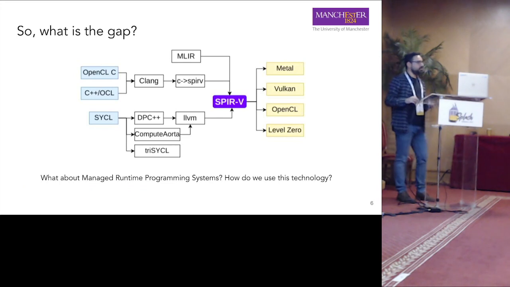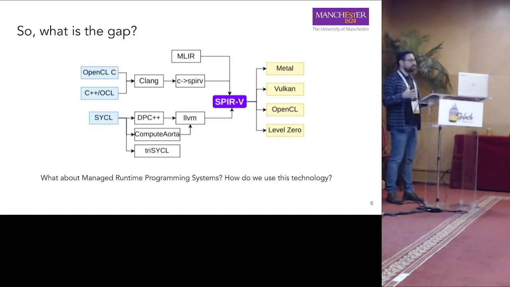And you can say, well, what's the deal? What's the gap here? Well, we have Tornado. Imagine you have a Java application that wants to use an accelerator through SPIR-V.